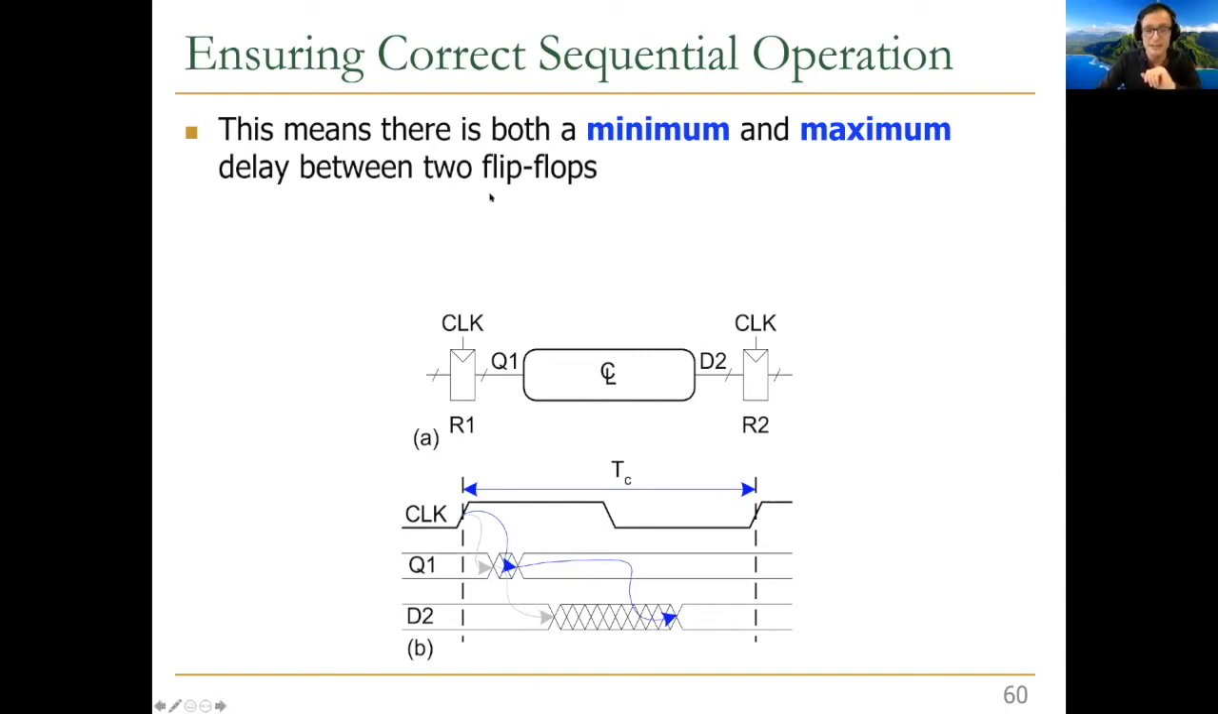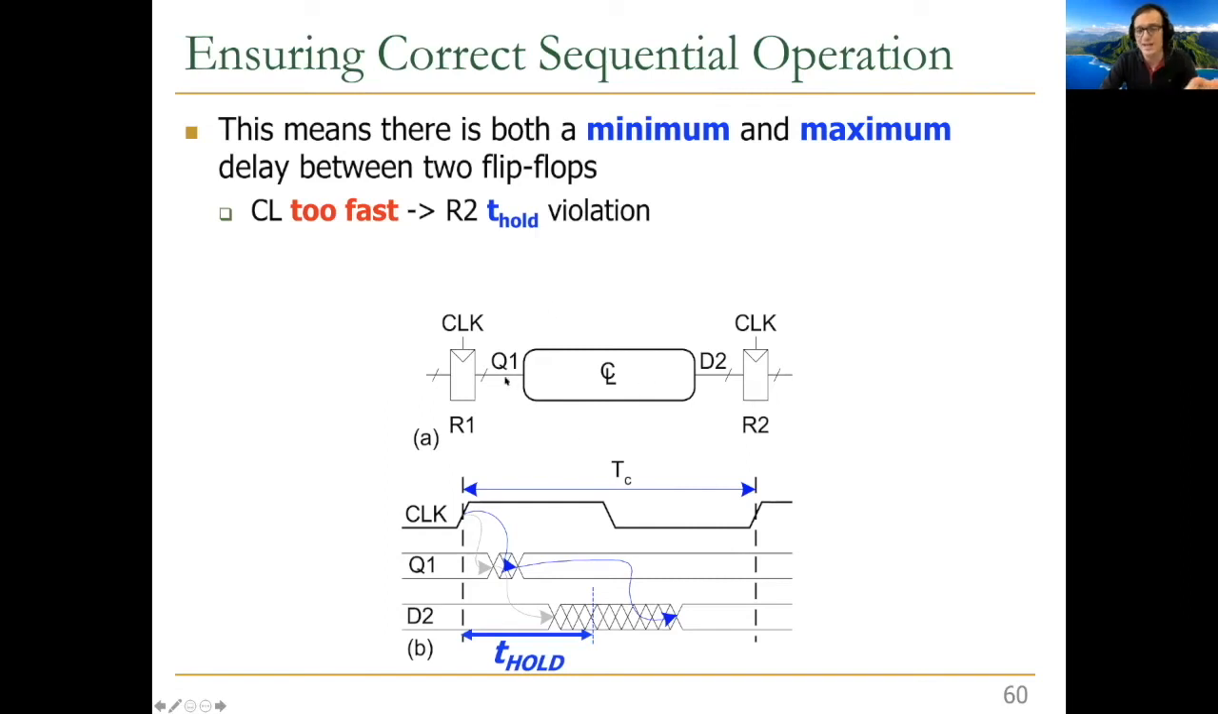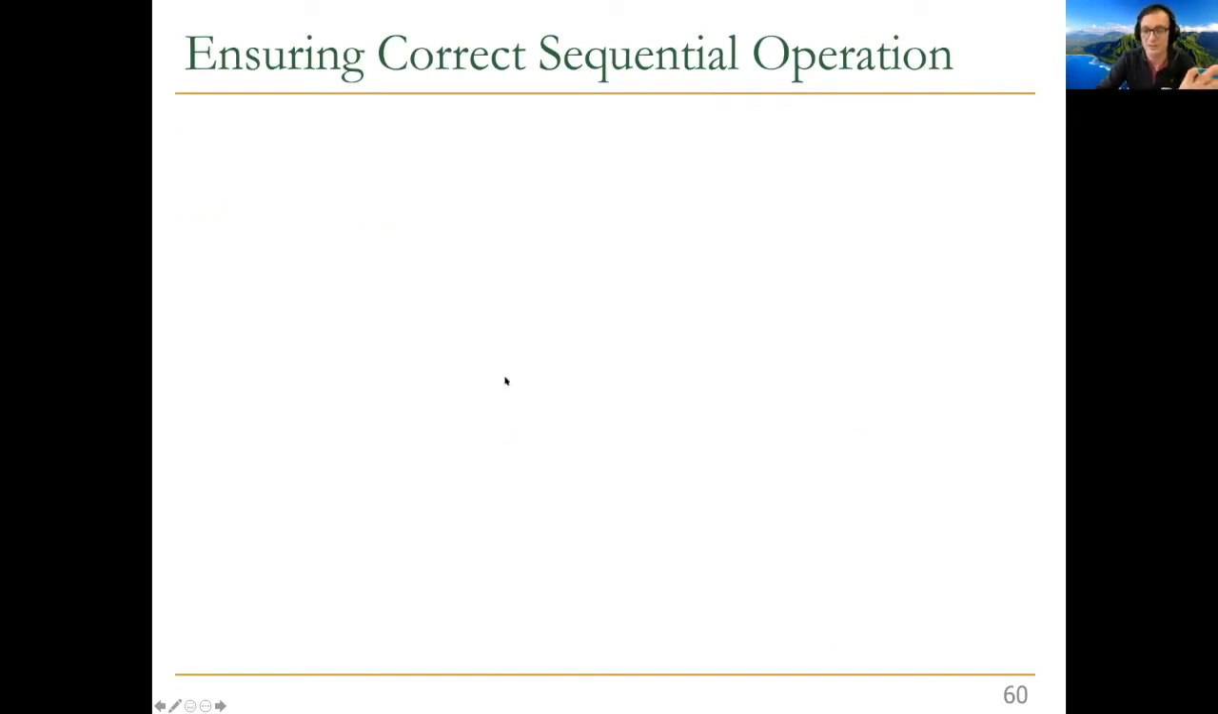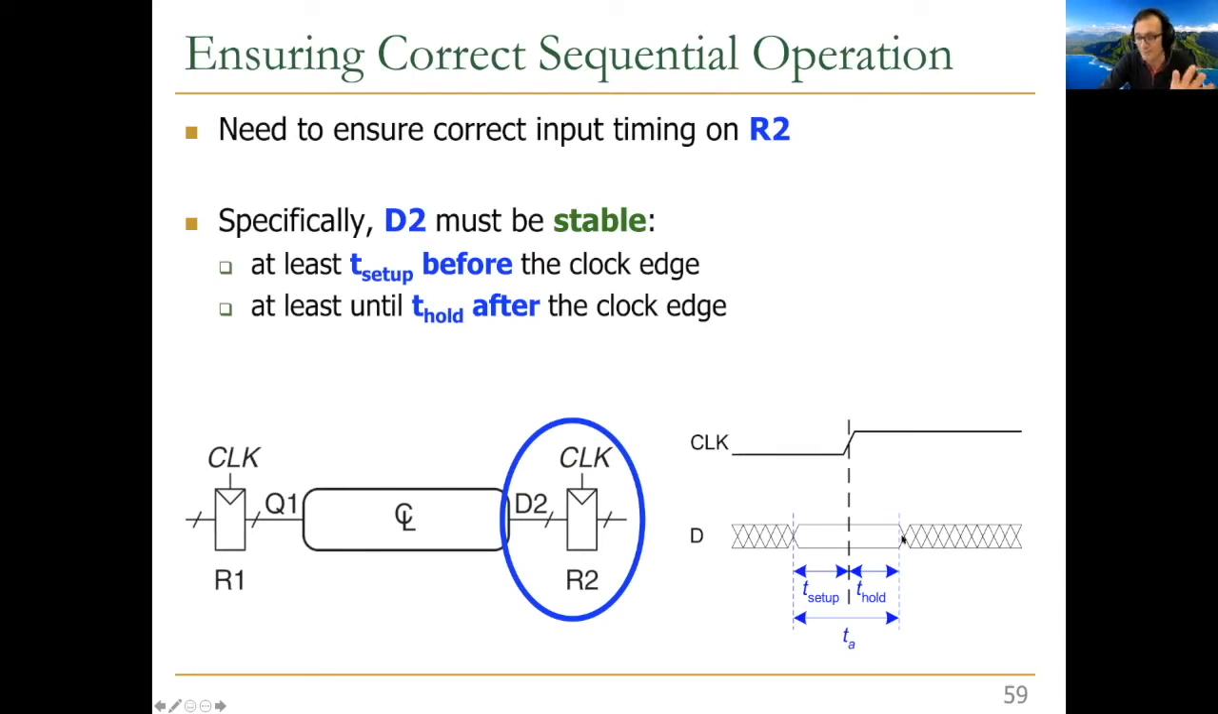So if, for example, the combinational logic is too fast, let's go back to this picture over here to make sure we understand the hold time. So what does the hold time say? The hold time of this register 2 says that D2 should not change too fast, meaning that after the clock rises, you can see that the clock is rising over here. And assume that the clock is rising at the same time for both registers over here. After the clock rises, this D2 must be stable for a while.